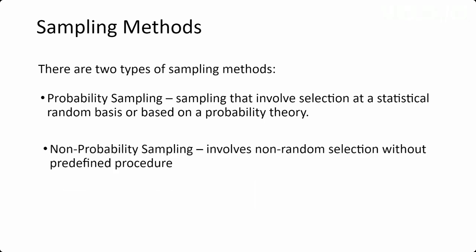In the other case, we have non-probability sampling, which involves non-random selection without predefined procedure. In this case, there is no formula. The selection is non-random. It depends on the decision of the researcher. There is no specification on how the sample is supposed to be picked. And this is the session we are going to concentrate on, non-probability sampling, because we already did probability sampling in the previous session.